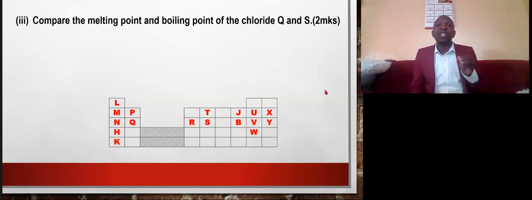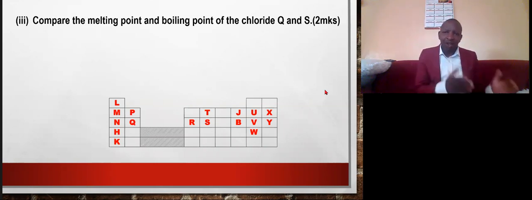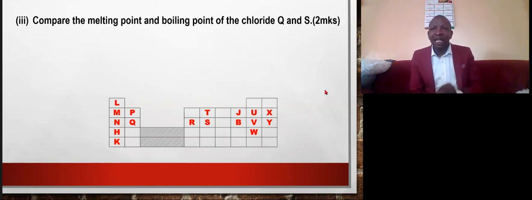Let's come now to unpacking the explanation. You say, this is because the chloride of Q has a giant ionic structure with very strong ionic bonds, while the chloride of S has a simple molecular structure whereby the molecules are held together by weak van der Waals forces. Don't talk about giant ionic bonds. We don't have that. The structure is a giant ionic structure, and the bond is ionic bond. The other structure is a simple molecular structure with weak van der Waals forces.